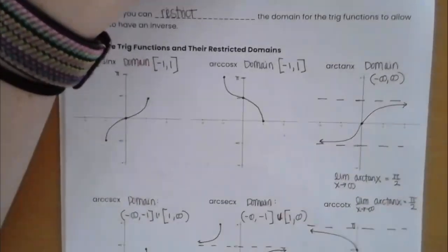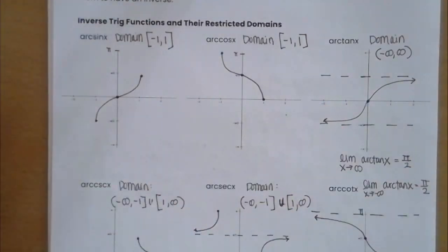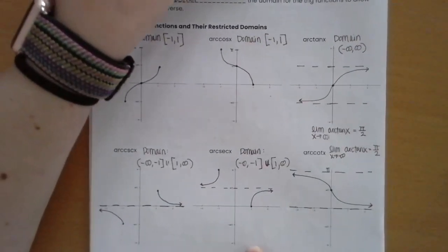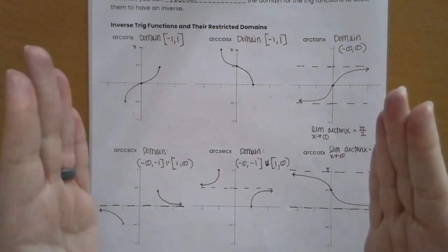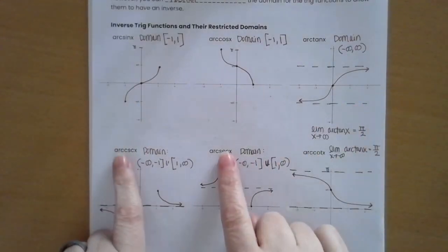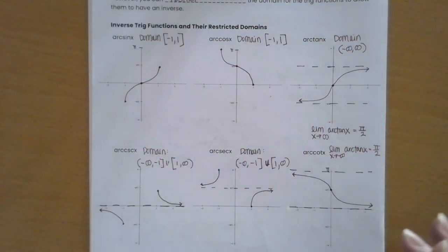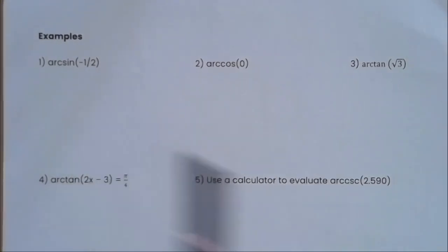So I have drawn a picture of the inverse where I've already switched the x's and y's for each of these, and I've shown you the restricted domains. So if you want to, you can go ahead and pause and copy these down. What these are going to do is allow us to have a function for this inverse, and then our x values are going to fall in these new domains that we've restricted. So an example with inverse trig functions, just finding values, we have the arcsine of -1/2.